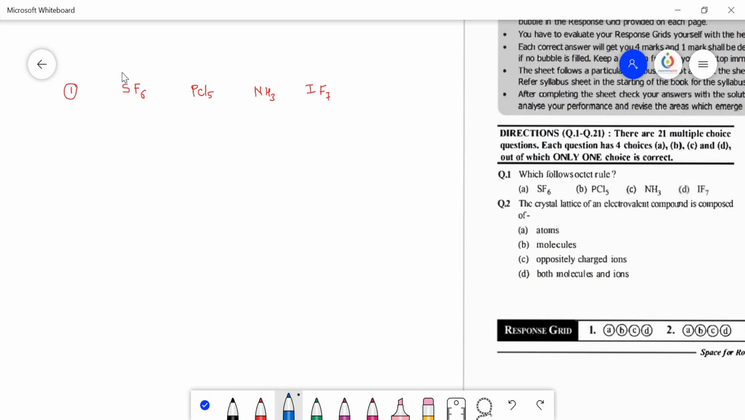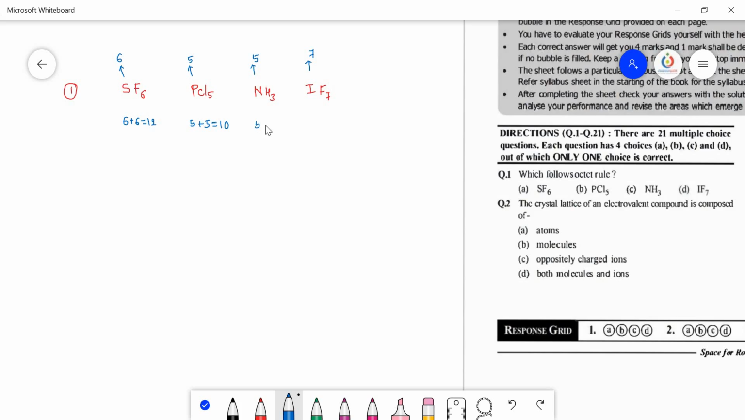Here the valency of the sulfur is 6, valency of the phosphorus is 5, nitrogen valency is 5 and iodine valency is 7. So just add the valency to the number of bonds. Here fluorine, chlorine, and hydrogen form only single bonds. So here you will have the 6 valency from the sulfur and 6 fluorine atoms, that equals 12. Here 5 valency from the phosphorus and 5 chlorine atoms, so this equals 10.